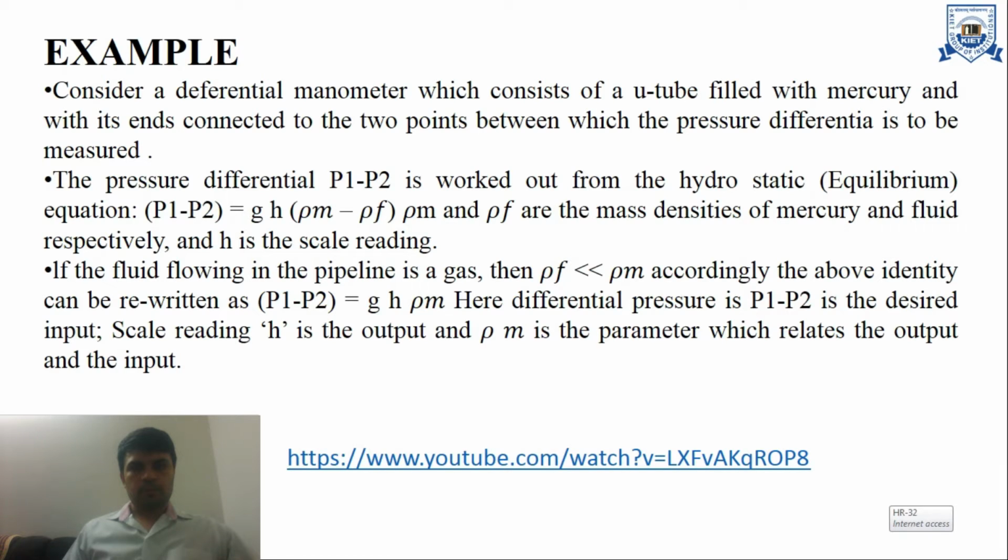If the fluid flowing in the pipe is a gas, in that case rho f is very small compared to mercury. According to the above identity, we can rewrite this equation: P1 minus P2 is equal to rho m g h. Here differential pressure is the desired input, scale reading is the output which is h, and rho m is the parameter which relates the output and the input.